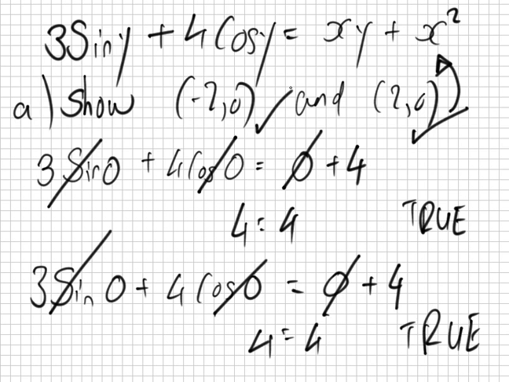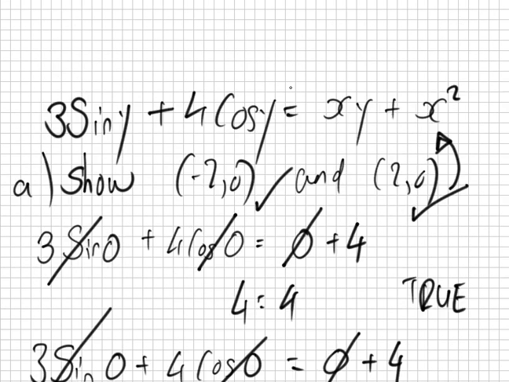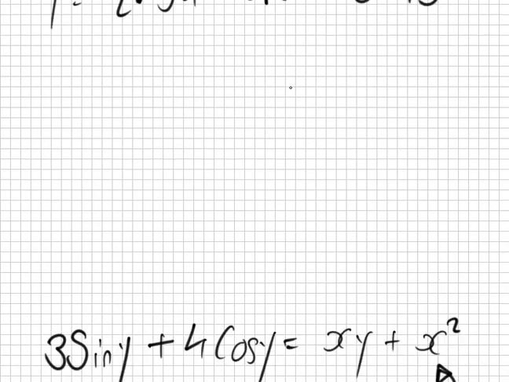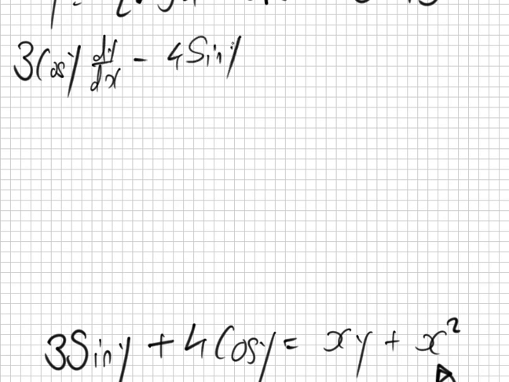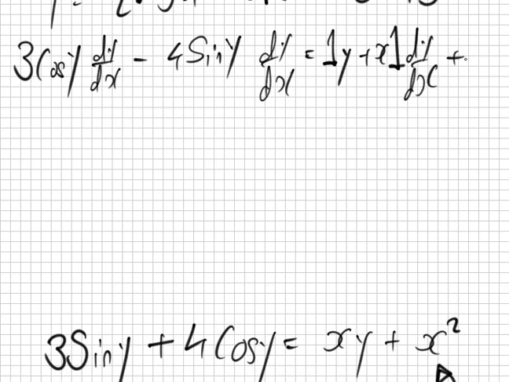I don't know if that was a problem or if you figured that out yourself. Good, okay. So what's the B part asking you now? Find the derivative. Yes, okay. So if I go up here, the derivative is 3 cos y dy dx minus 4 sine y dy dx equals 1 times y plus x times dy dx plus 2x. I need the product rule here.